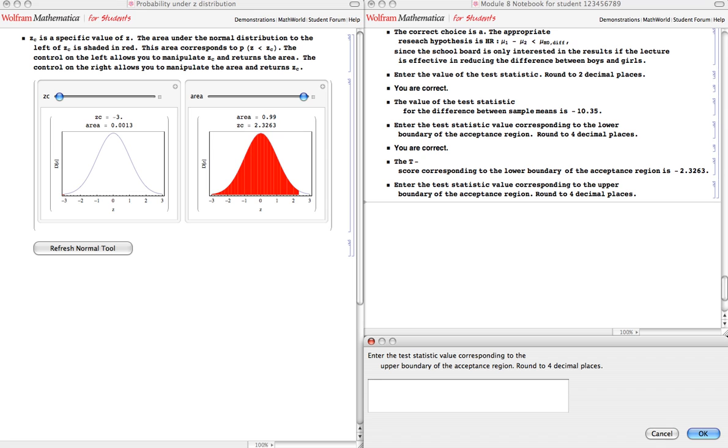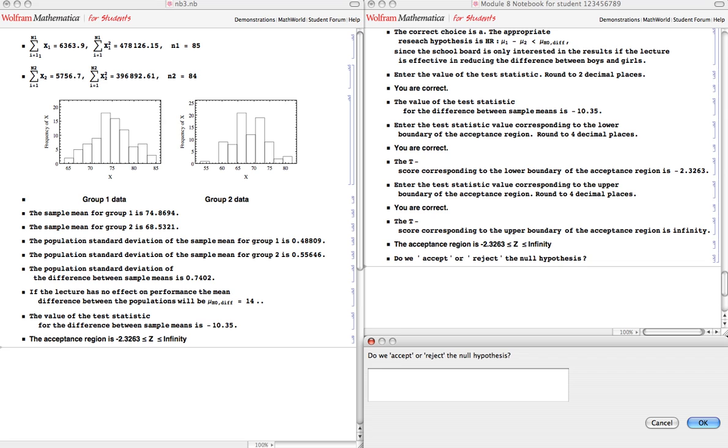Enter the test statistic value corresponding to the upper boundary of the acceptance region. So the upper boundary is going to be infinity. Alright, so that's the acceptance region. Do we accept or reject the null hypothesis? Because the value of z we got was minus 10.35, it clearly falls outside of the acceptance region, so we reject the null hypothesis.